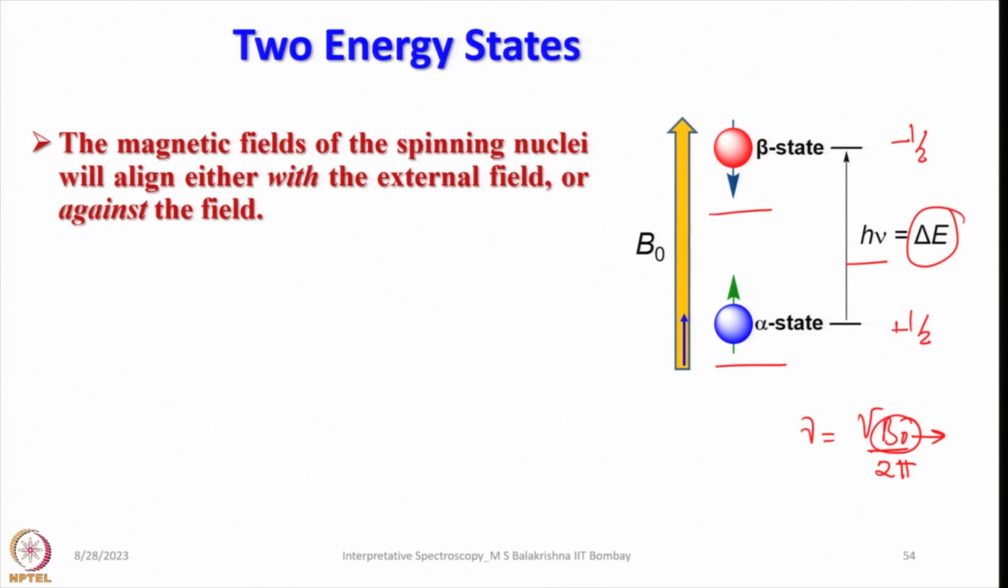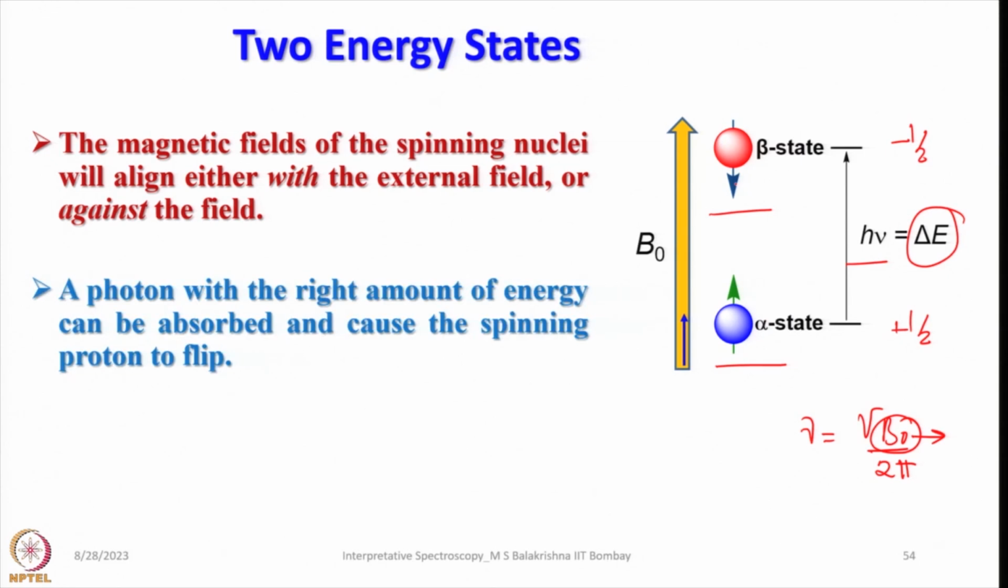The magnetic field of the spinning nucleus will align either with the external field or against the field. You can see here this arrow represents alignment with the magnetic field. Those nuclei which are aligned with the applied magnetic field will be lower in energy, and those which are opposing the applied magnetic field will be higher in energy, with a downward arrow. So, a photon with the right amount of energy can be absorbed and cause the spinning proton to flip. If we apply the right amount of energy that matches this gap, flipping of the proton or nucleus takes place.